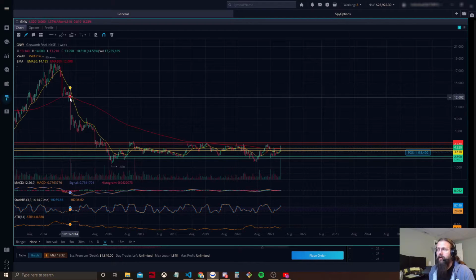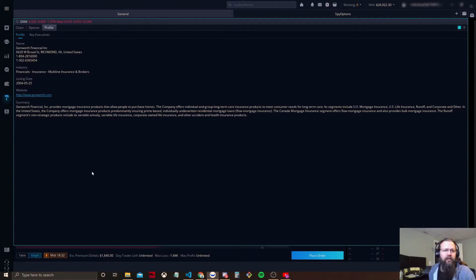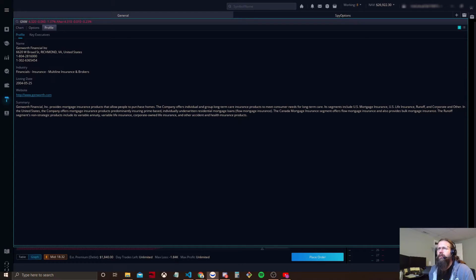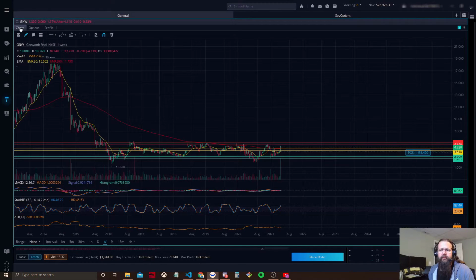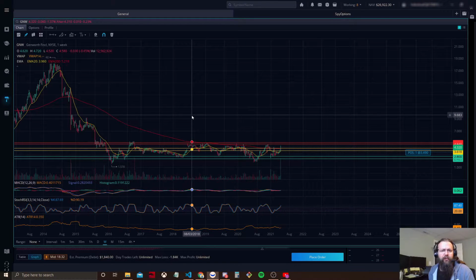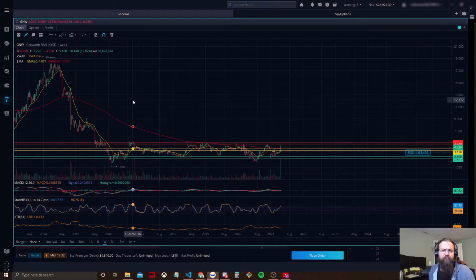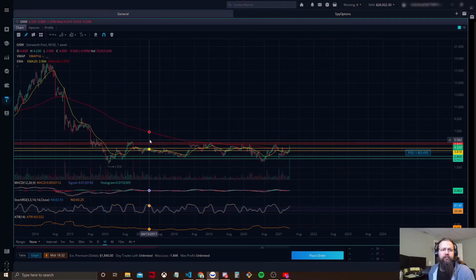I don't know much about this company, to be honest. Mortgage insurance products. The real estate market is super hot right now. I know there was a lot of things going on with Rocket. They had a little bit of a squeeze not that long ago. I don't know anything about this company's fundamentals. Like I said, I got interested in this chart because I got free shares.